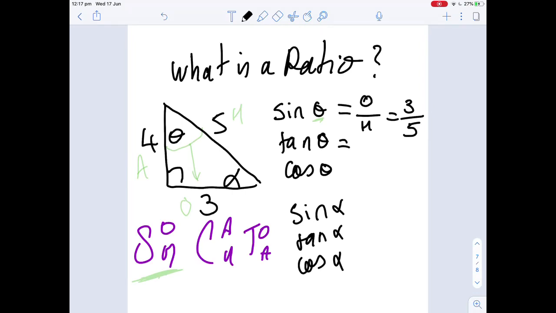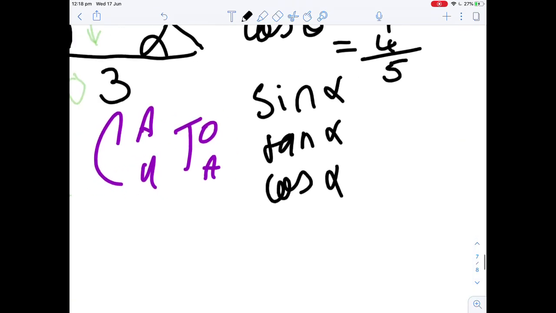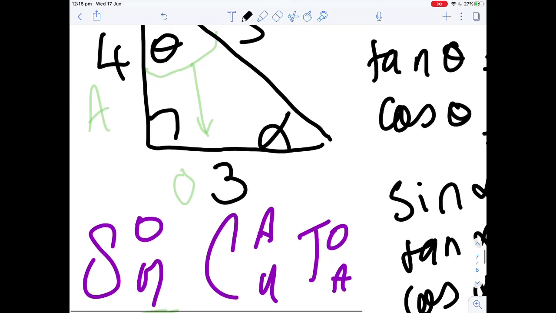Next one. We're going again according to theta. So it's going to be tan, which is opposite over adjacent. Where's opposite here? It's 3 and adjacent is 4. So it's 3 over 4. And the last one, which is cos, it's adjacent over hypotenuse. So it's 4 over 5. And there are my ratios. Done. Let's go here and do alpha.